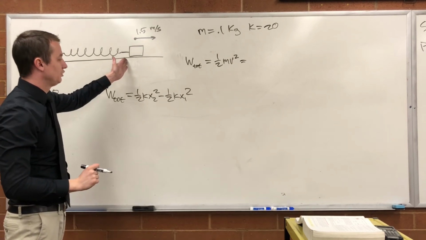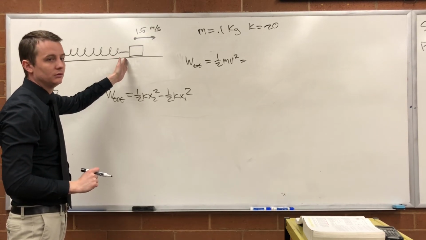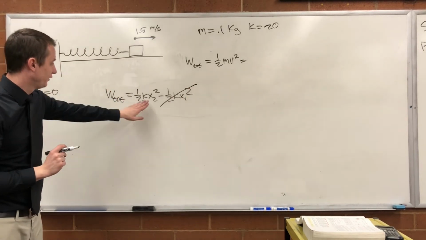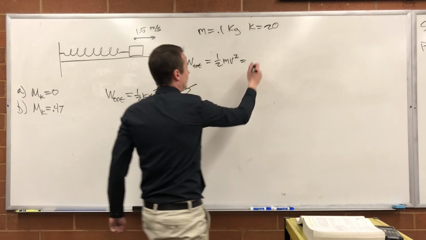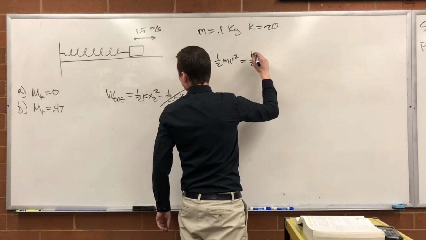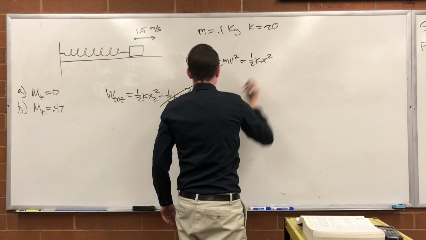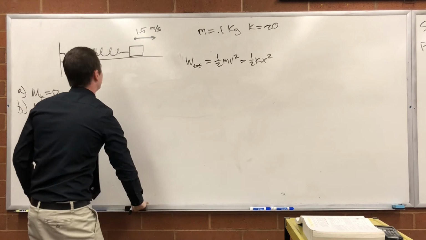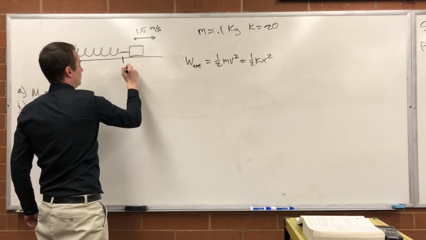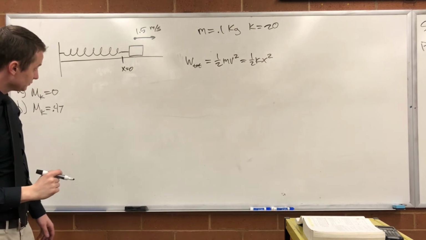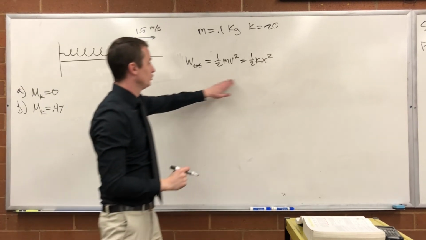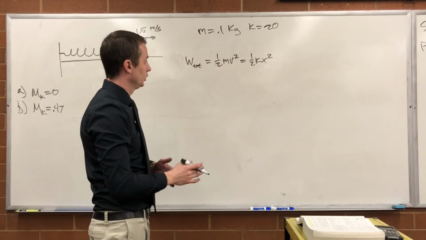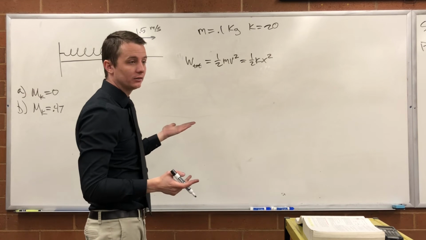But the spring starts out initially not stretched, so x1 is 0. So its final position is given by this equation. This is the same thing as 1/2 k times x, the final position, squared. That's how much it stretches the spring. We're trying to find how much is the max distance it stretches the spring. Okay. Good? So now we just solve for x.